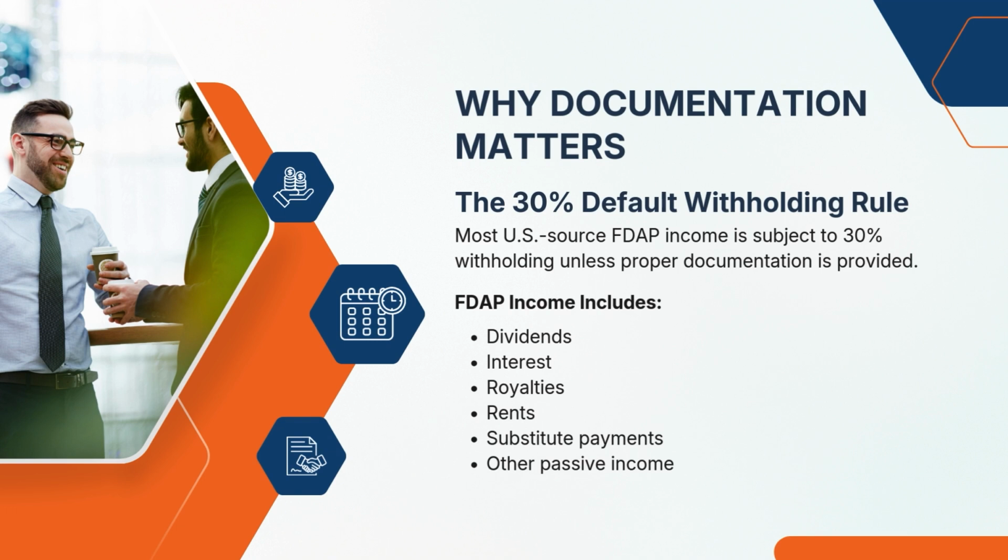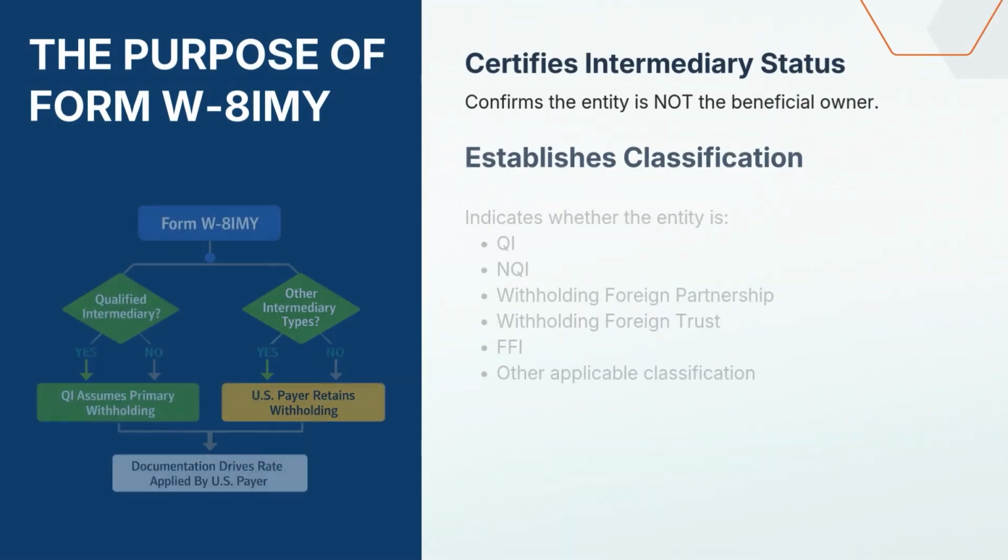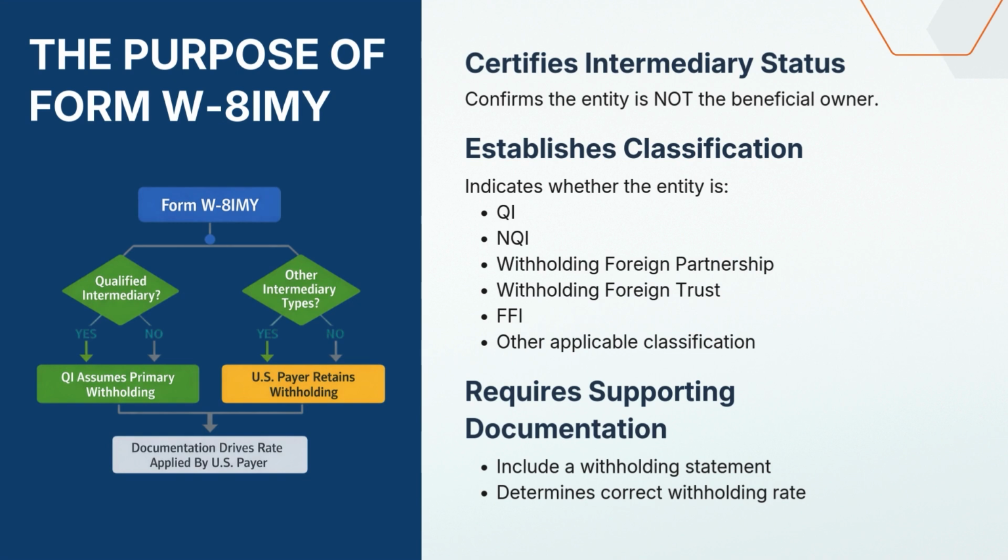income. When a U.S. withholding agent makes a payment to a foreign intermediary, the agent must determine who the true beneficial owners are and what withholding rate applies to each of them. Without valid documentation, the withholding agent may be required to apply the full 30% rate. Form W-8 IMY exists to solve this documentation problem.